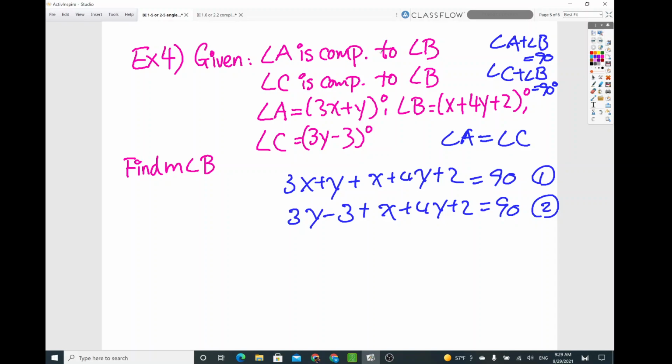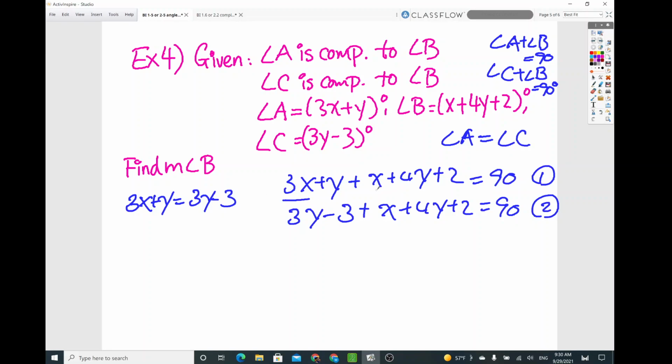Another thing we can do is say 3x plus y equals 3y minus 3. If we do it this way, we can apply the substitution technique. But once you set up the equation with the definitions of complementary angles, we can eliminate all this. Once we eliminate it, we get 3x plus y minus 3y minus 3, which will be 0. You can do that, but it's better to simplify it by combining the like terms.